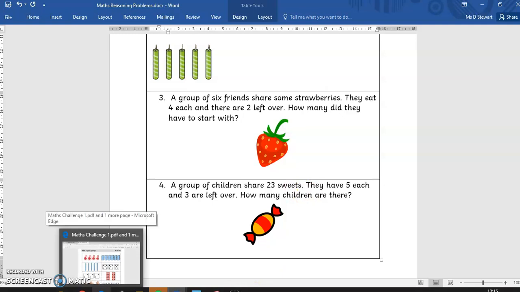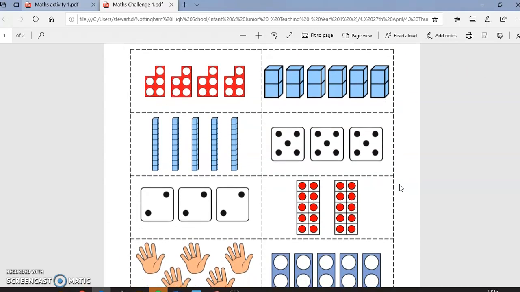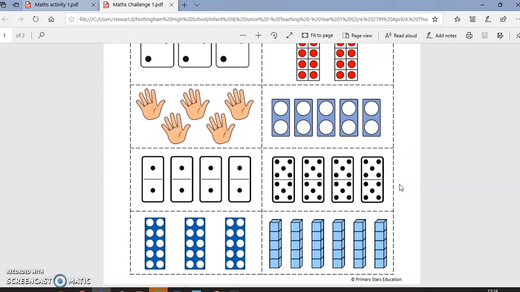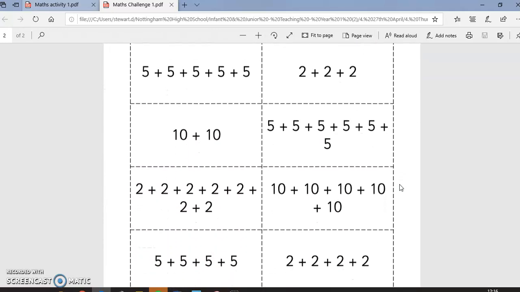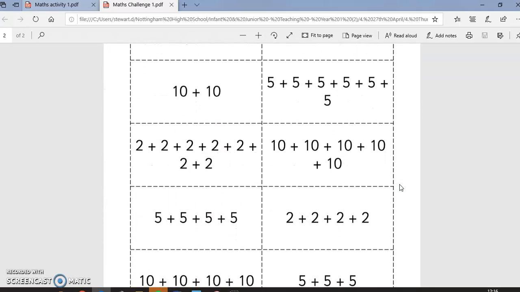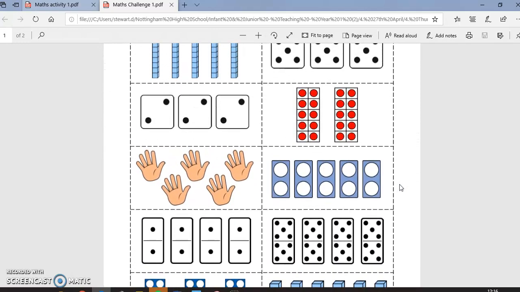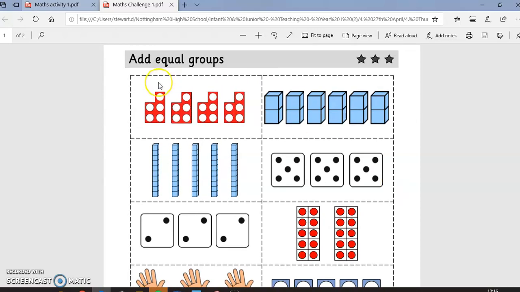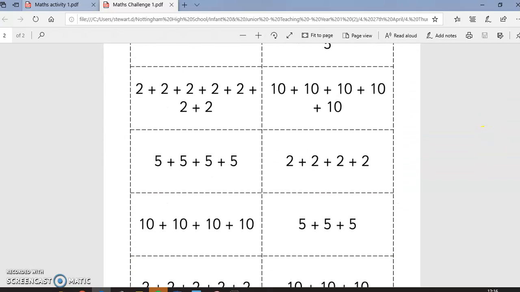And there is one more sheet as well. So this might be good if you haven't quite got the hang of the first sheet. You could have a look at matching up these pictures to their repeated addition, adding the equal groups together. If you don't have a printer, you can always think about these as question 1, question 2, and then just write the repeated addition in your book. So that's an extra activity if you think you needed a little bit more support with this.